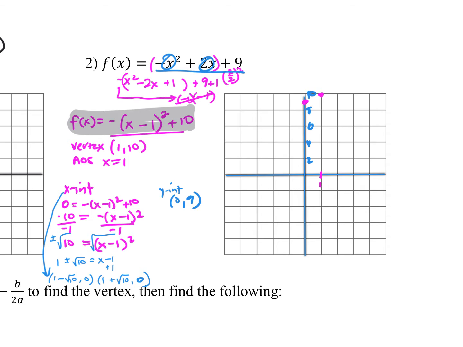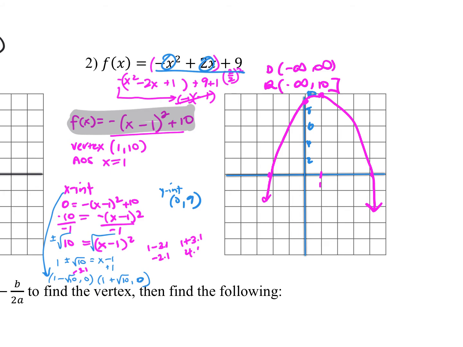My x-intercepts, we're going to approximate again. So square root 10 is just a little bit bigger than square root 9, so this is like a 3.1. So 1 minus 3.1 would be negative 2.1. And then 1 plus 3.1 would be 4.1. And then draw your parabola. Domain, again, negative infinity to positive infinity, and range negative infinity up to 10. Bracket on the 10.